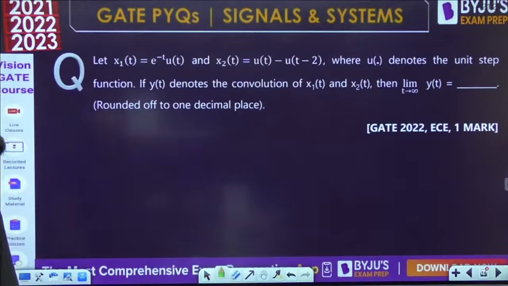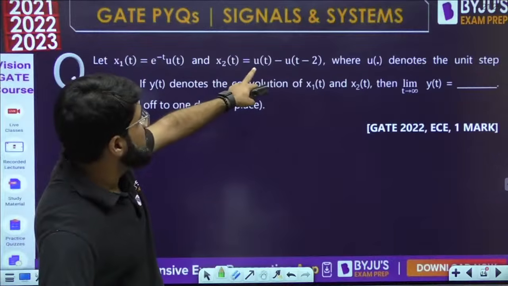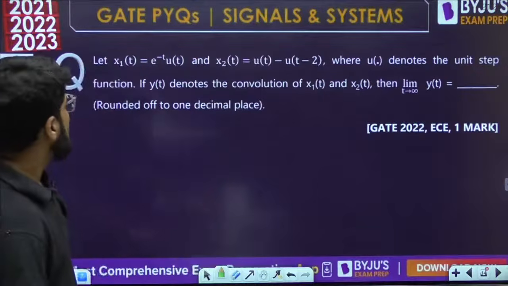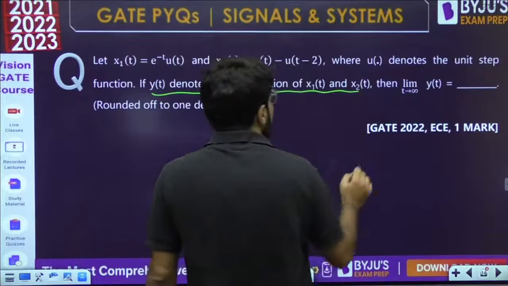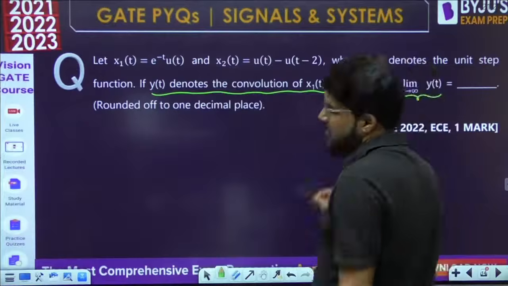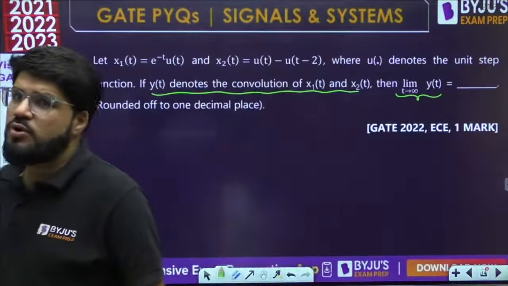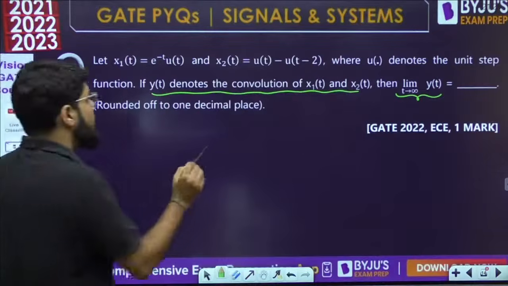Okay, 2022 EC 1 mark question. If x1(t) is equal to e power minus t and x2(t) is u(t) minus 2, and if y(t) denotes the convolution of x1(t) and x2(t), then limit t tending to infinity y(t). Now think whether you should apply convolution or what you should apply here. Try to think.